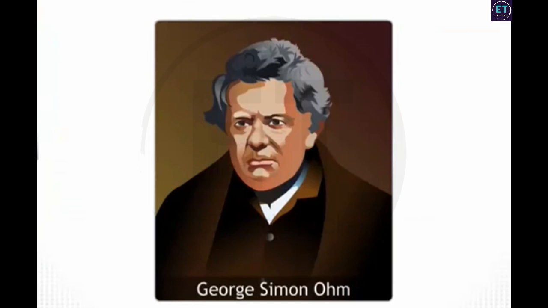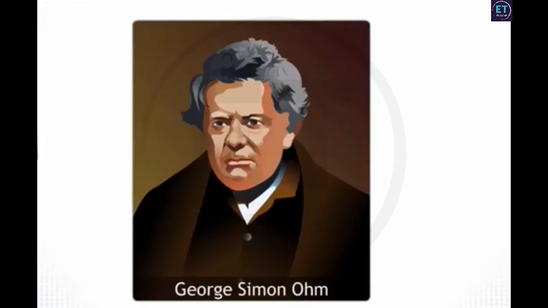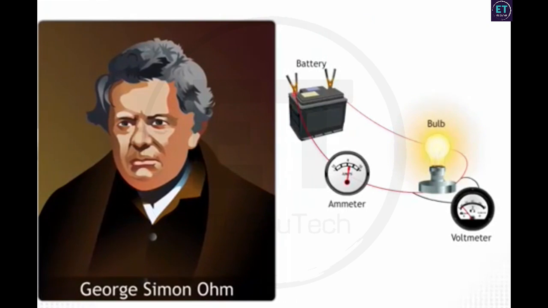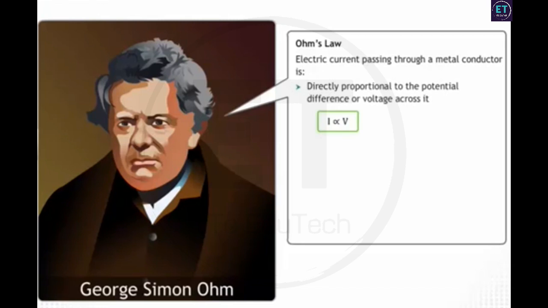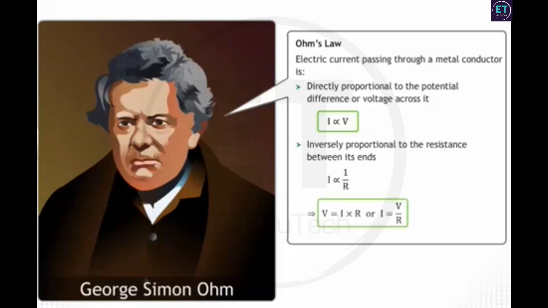In 1827, a German scientist, George Simon Ohm, conducted a series of experiments to study the variations in electric current when the potential difference across a conductor was changed. With the findings of his experiments, he postulated Ohm's Law, which explains the relationship between electric current, voltage, and resistance. Ohm's law states that electric current through a metal conductor in a circuit is directly proportional to the potential difference or voltage across it, and inversely proportional to the resistance between its ends.